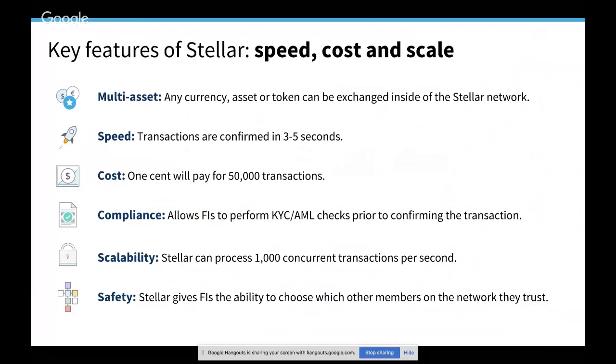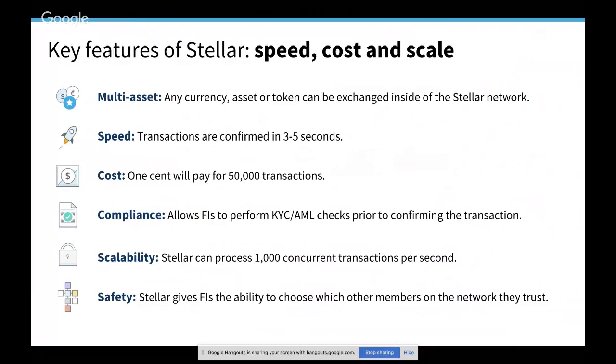In addition, because we anticipate Stellar being used by financial institutions, we've built some additional tools that can be used, including a compliance protocol. This is something Rob will mention, I think, briefly, but it's just part of the toolkit available inside of Stellar. Right now, we can do about 1,000 operations per second.